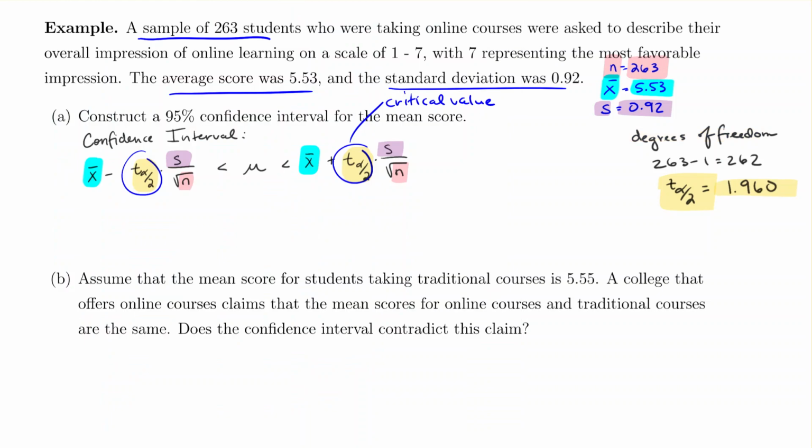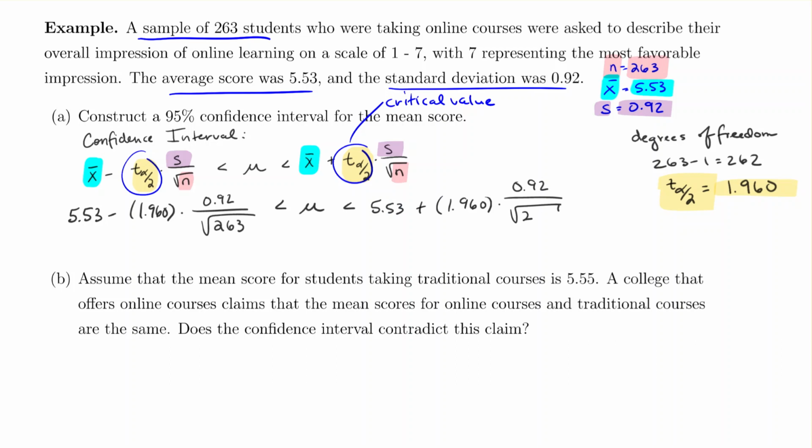Evaluating that in the formula, we'll get 5.53 minus 1.960 times 0.92 divided by the square root of 263, that's less than the mean, which is less than 5.53 plus 1.960 times 0.92 divided by the square root of 263. Now, carefully type this into your calculator if you need to.